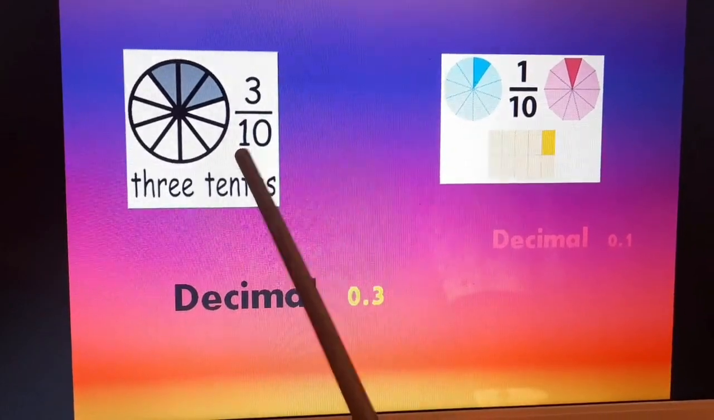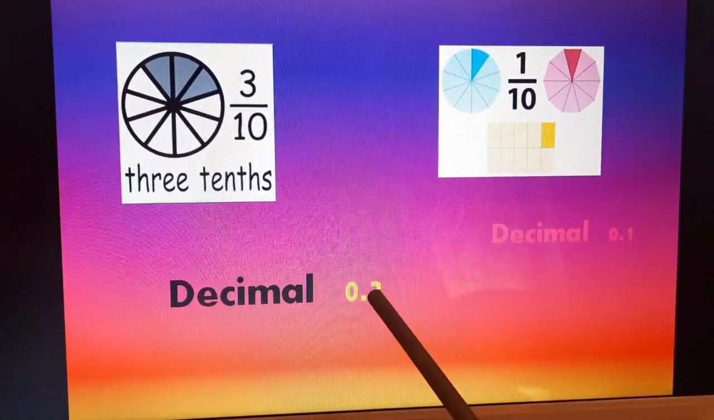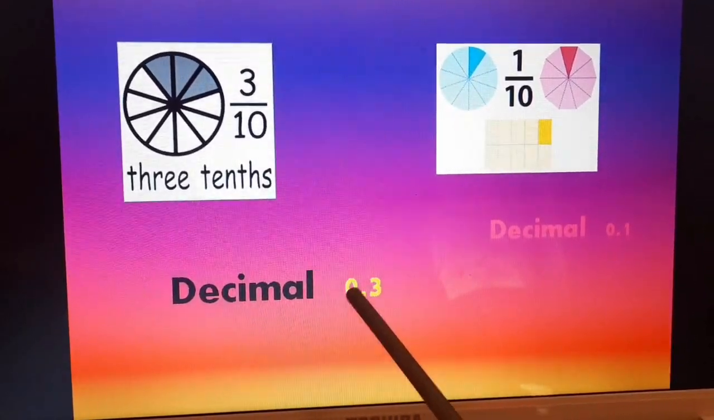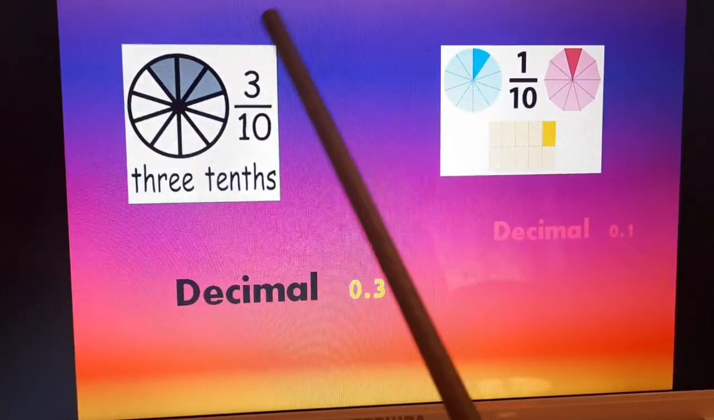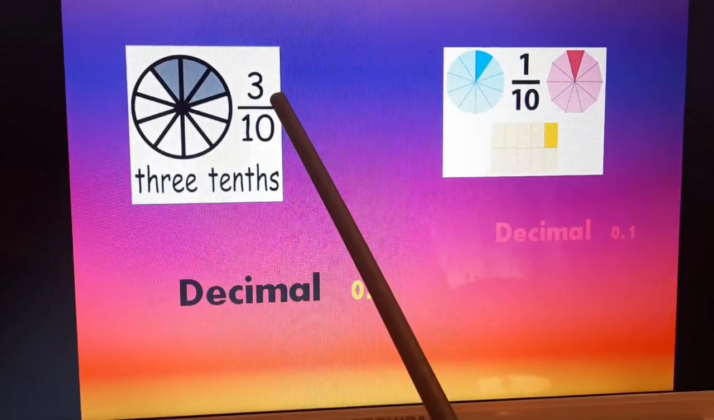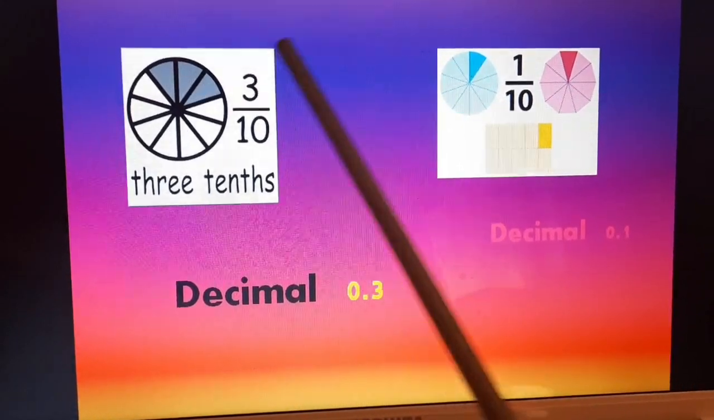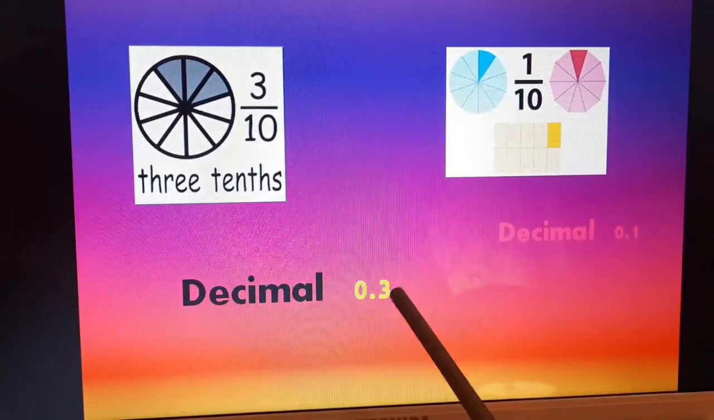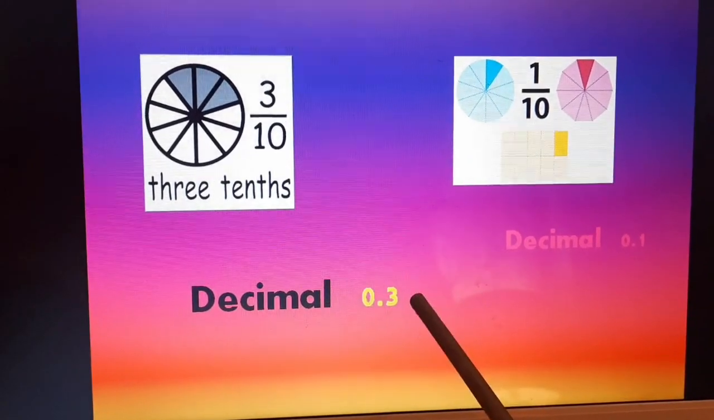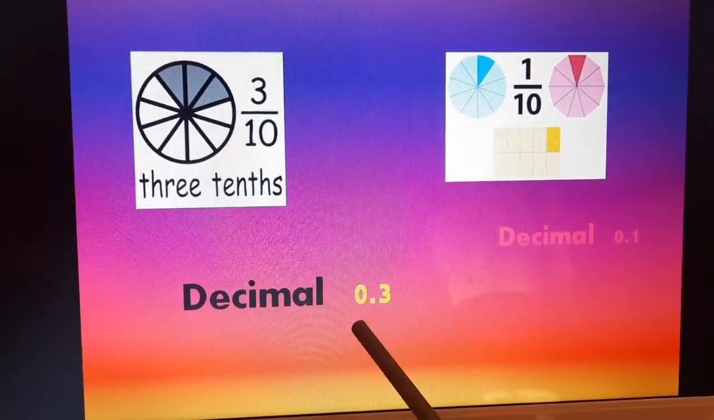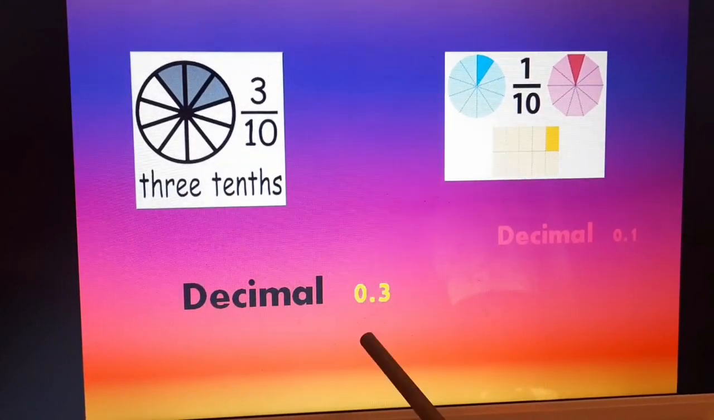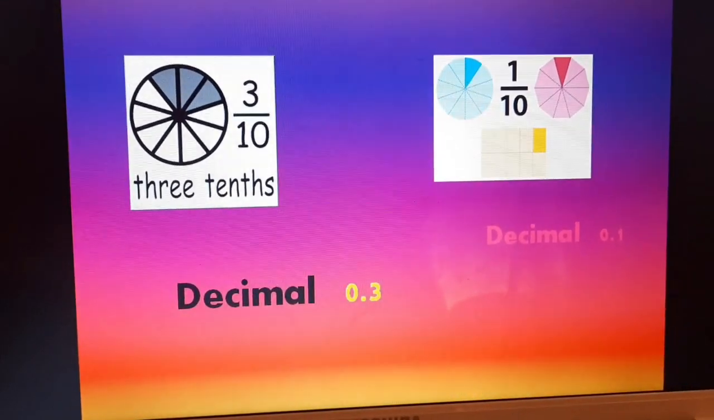To write this fraction as a decimal, at first put the decimal point. Then, how many tenths here? We have 3 tenths. Write 3 after the decimal point. We can read this decimal as 3 tenths.